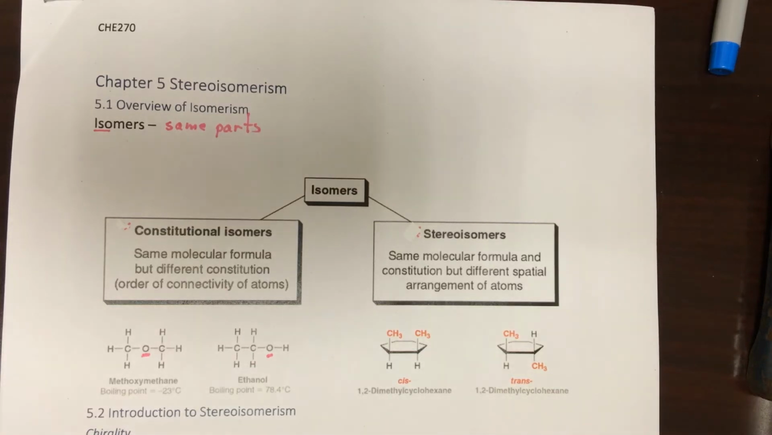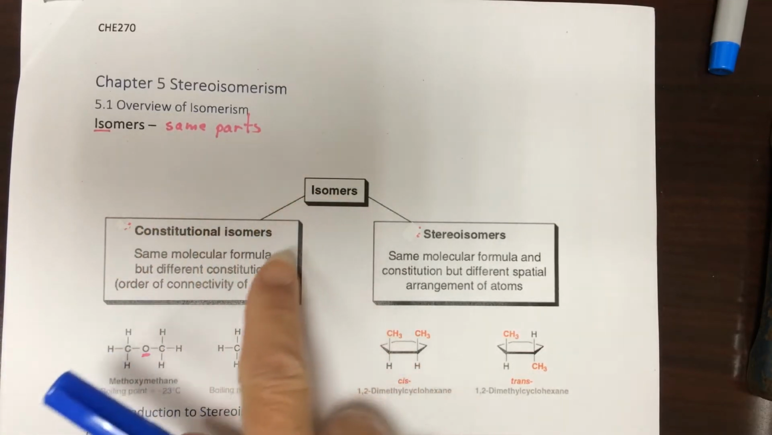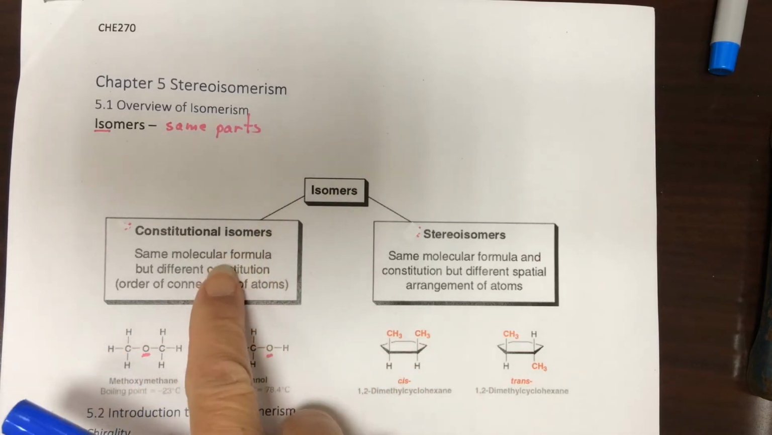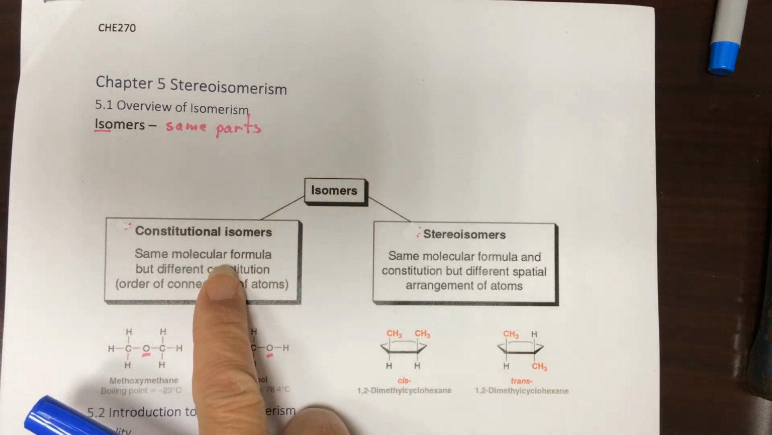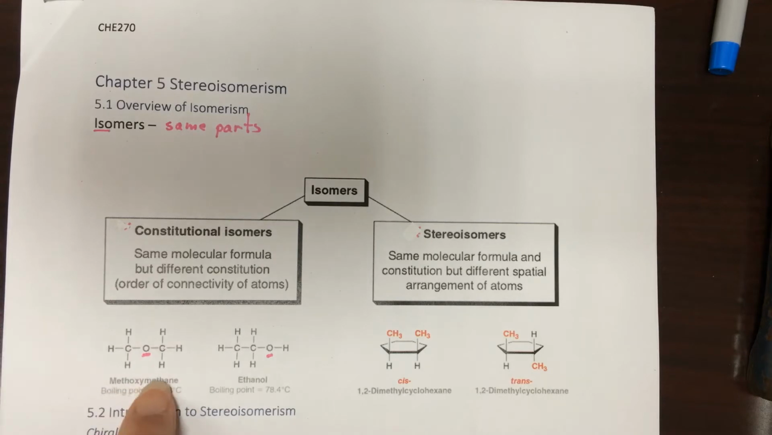So this is chapter 5 on stereoisomers. An isomer means same parts. So isomers so far have been divided into constitutional isomers that have the same molecular formula but a different connectivity. The atoms are put together differently. And we're given the example here of an ether versus an alcohol. They have the same atoms, but the atoms are put together differently.